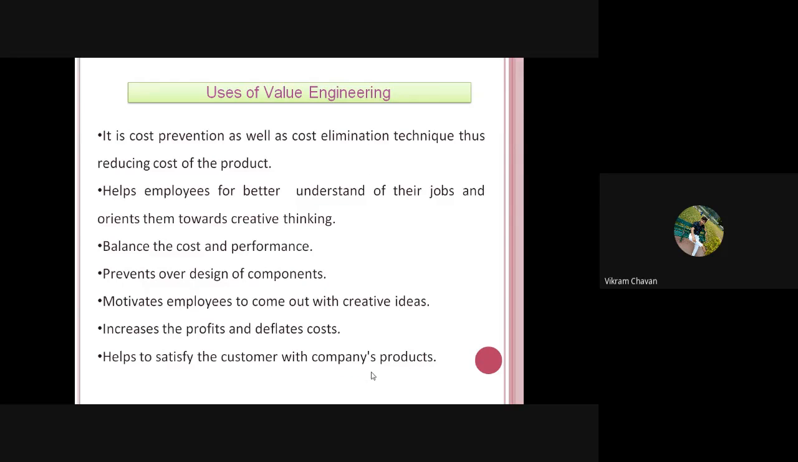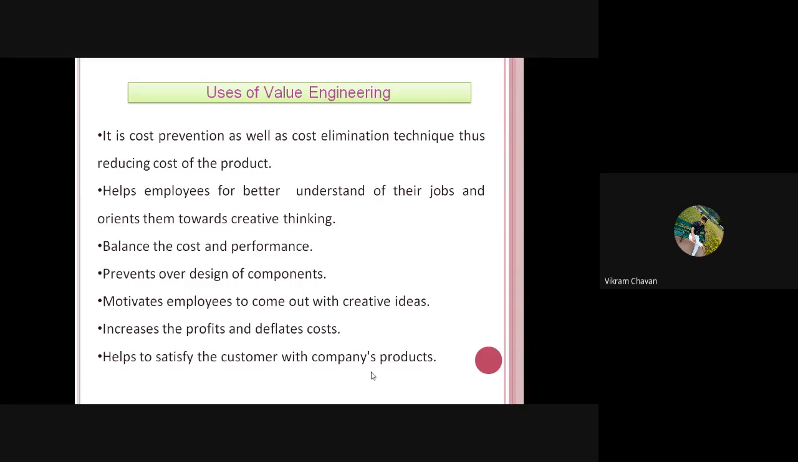Then the next is the use of value engineering. Okay, how to use value engineering. In which cases is value engineering applicable, and what are the objectives or outcomes of value engineering?